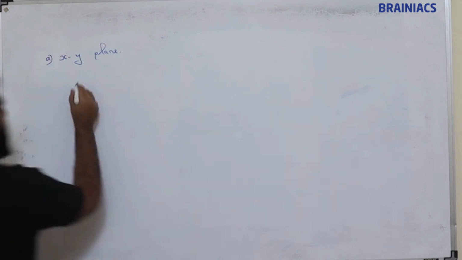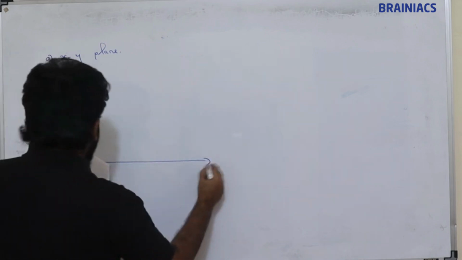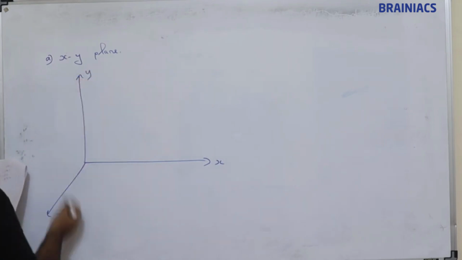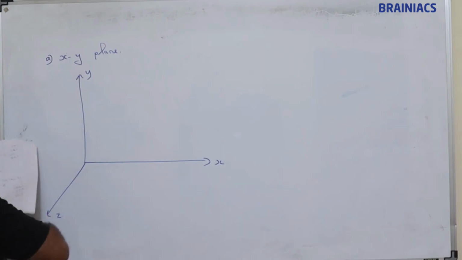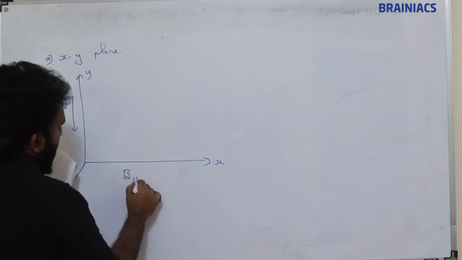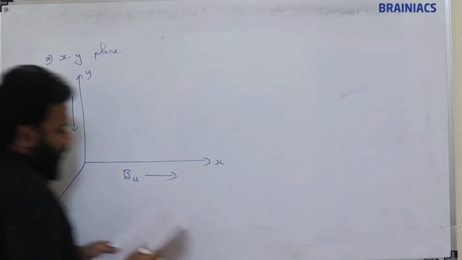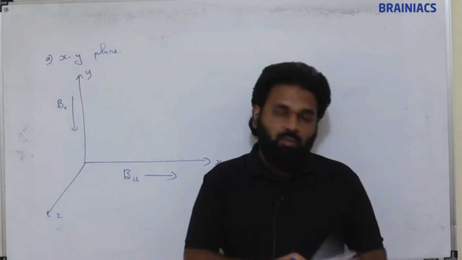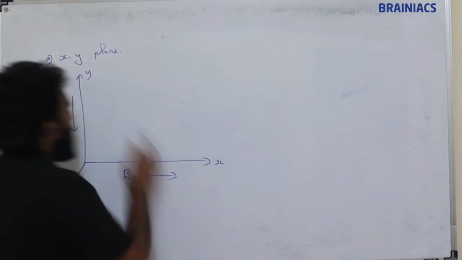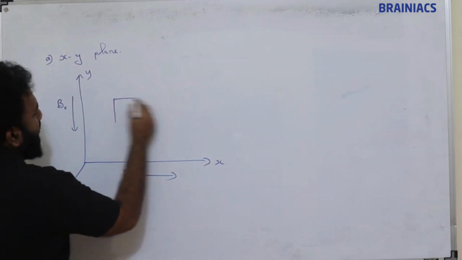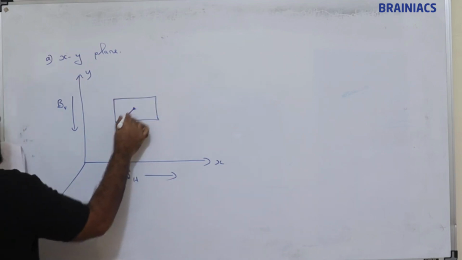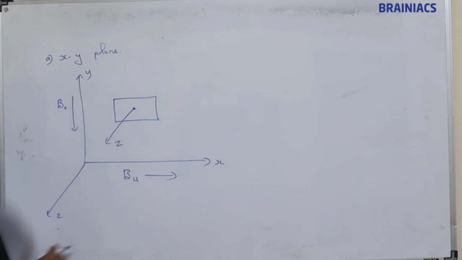Okay, the figure is given like this: X, Y, Z. They have given BV in this direction and BH in this direction. Now the area is in the XY plane. Area is given, first, in the XY plane. So the XY plane is this, so this area is like this, and area in the XY plane means its direction is given in the Z direction.